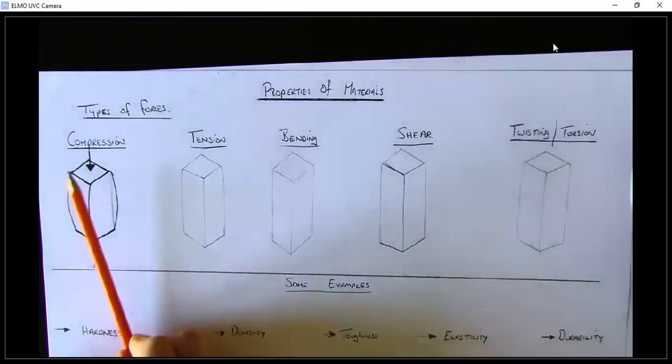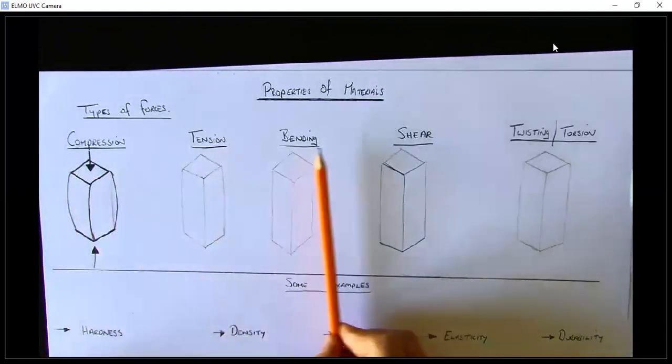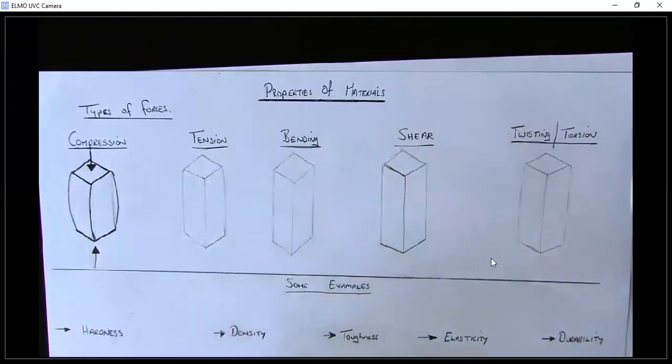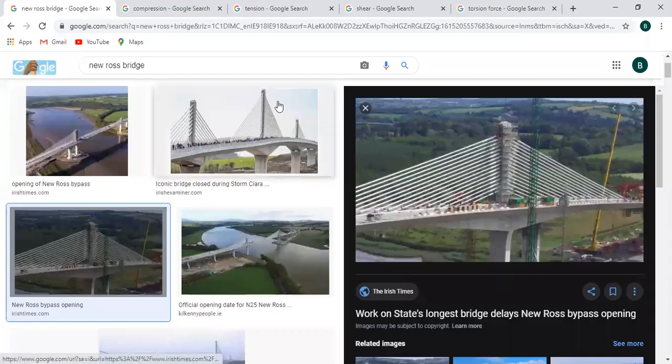The first one is compression, second one tension, third one bending, fourth one is shear, and the last one is twisting or torsion. So, just some examples of this.